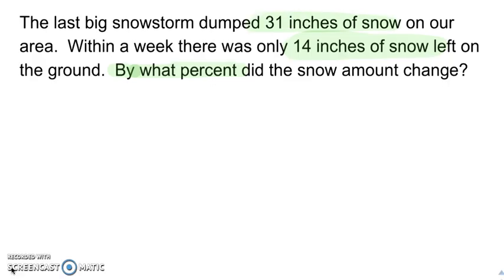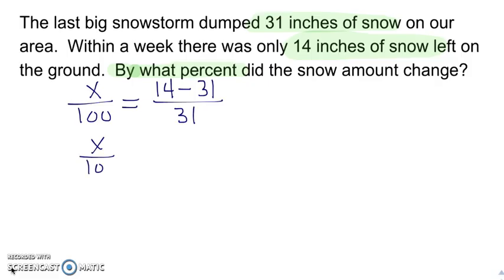Now all we have to do is plug this information into our proportion. We need to know the percent, so that would be our x over 100. And we're going to set that equal to the new amount of snow, 14 inches, minus the original amount of snow, 31 inches, over the original, 31. Now before we do anything, we can simplify the top. So x over 100 is equal to negative 17, because we had a decrease in snowfall, over 31. From here we can cross multiply and solve.